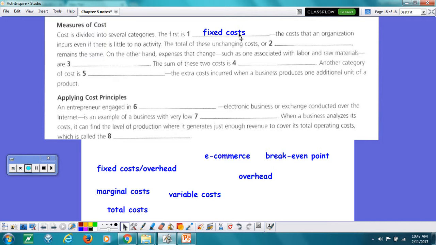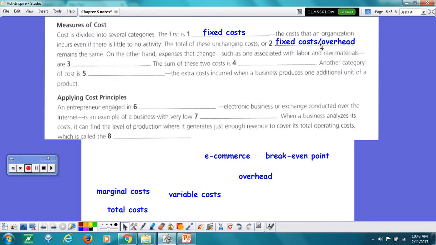Okay, a fixed cost could be paying a mortgage or paying perhaps your utility bills, such as your electricity or your water bills. Nevertheless, the total of these unchanging costs become known as fixed cost or overhead. And overhead is the term that we use quite a bit within the business world, because they remain the same over time. And you can almost budget for those things.